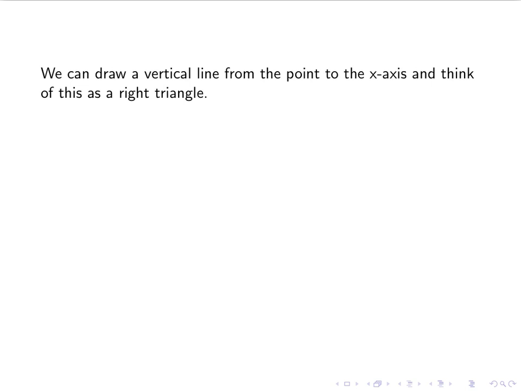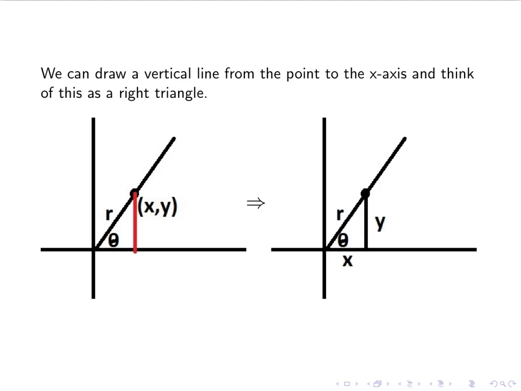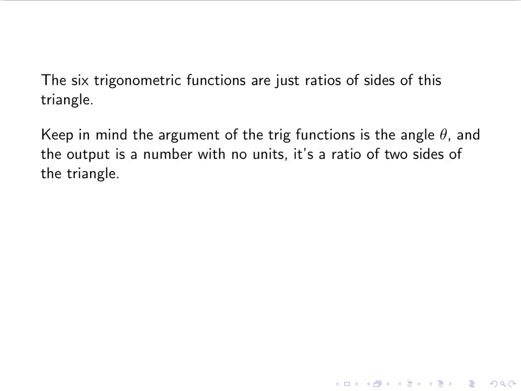We can draw a vertical line from the point to the x-axis and think of this as a right triangle. And our right triangle would then have a horizontal leg of size x, a vertical leg of size y, and the hypotenuse of r. So we've got a right triangle right there. The 6 trigonometric functions are just ratios of the sides of this triangle.